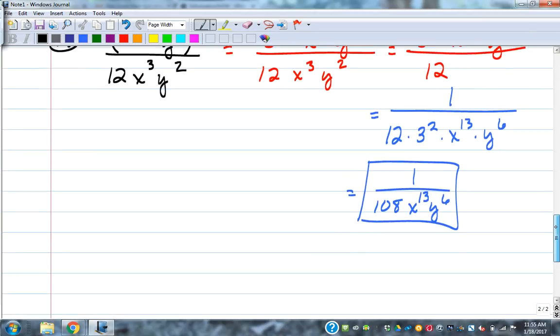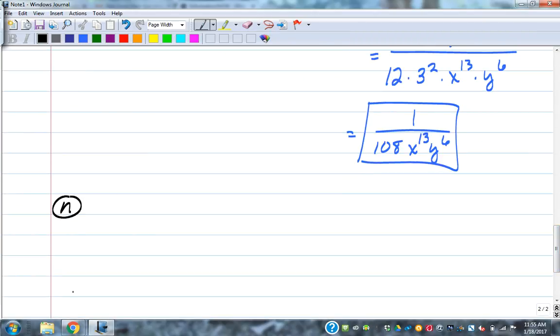Let's see here. Example N. Parentheses 2x squared y to the negative 5 in parentheses, all to the negative 4. That's it. What rule happens first? Distribute the negative 4. So what do we have then?